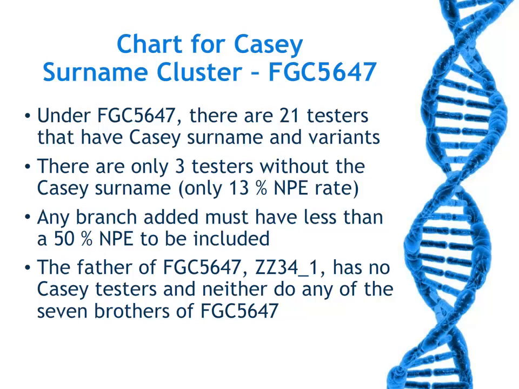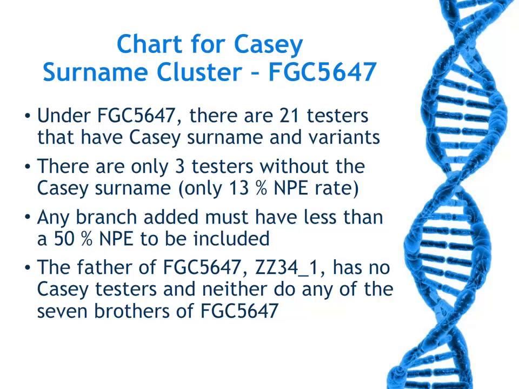There are only 3 testers that are not with the Casey surname. So that's only a 13% MPE rate. So this is a very solid surname cluster. Any branch must have less than 50% MPEs to be included.